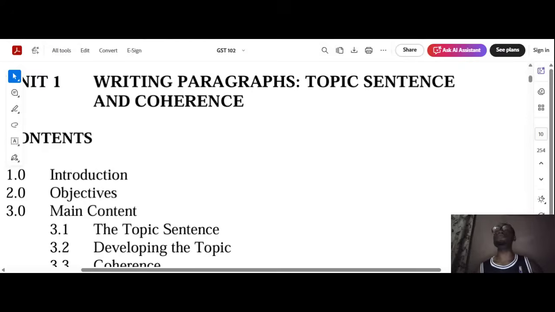So if I want to teach you something now, or I want to write something down, and that thing contains about 10 different aspects that I want to talk about, then as a professional writer, I will have 10 paragraphs in my writing. That is the idea we're trying to pass.